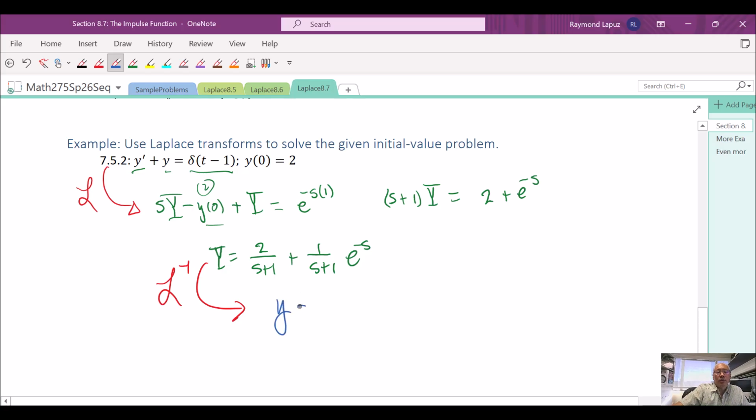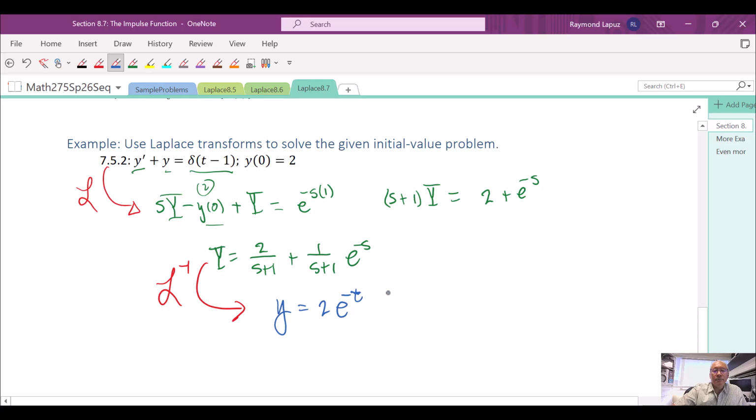Transform back, we have y. This is 2 constant, and this is, not a shift, sorry, this is just an e to the negative t. Technically it is a shift, happening in the Laplace world, and so that's an exponential in the real world, but we don't need to look at it like that.